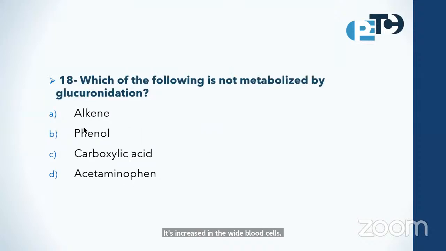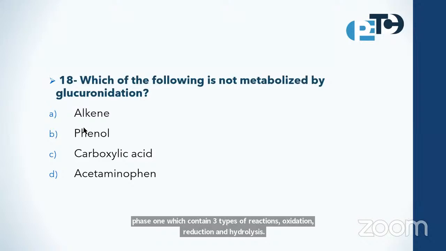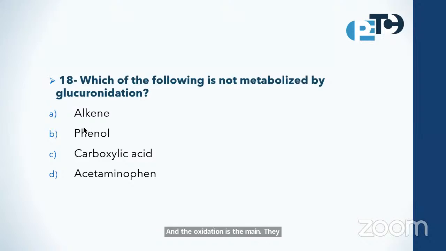Which of the following is not metabolized by glucuronidation? As you know, we have 2 phases of metabolism. Phase 1 contains 3 types of reactions: oxidation, reduction, and hydrolysis, and oxidation is the main reaction of phase 1 metabolism. While phase 2 is formed of the conjugation reactions. Conjugation reactions are 6 types according to the conjugate.